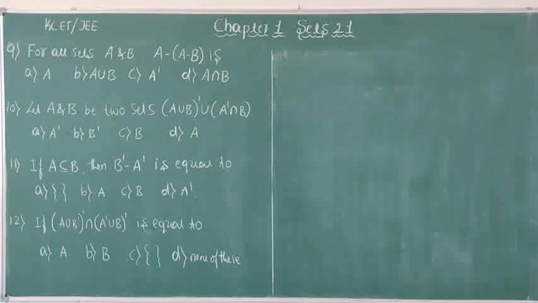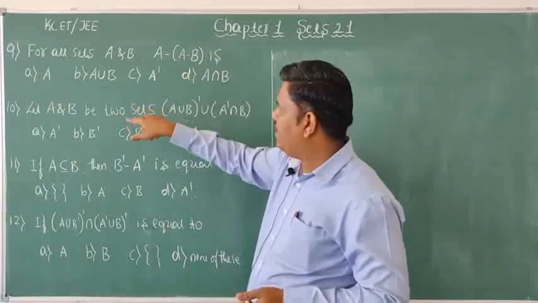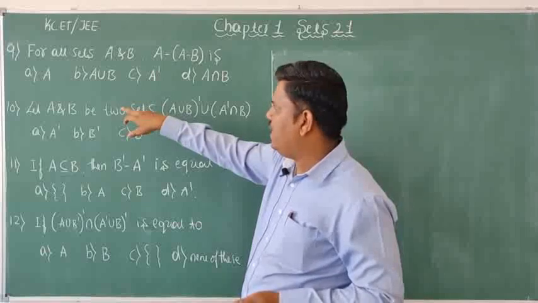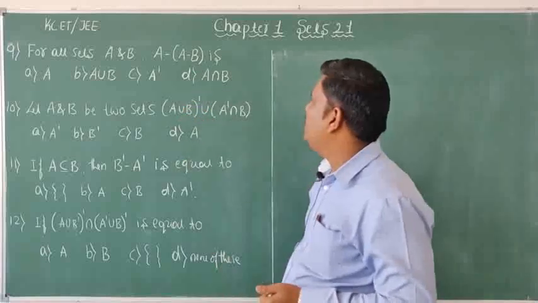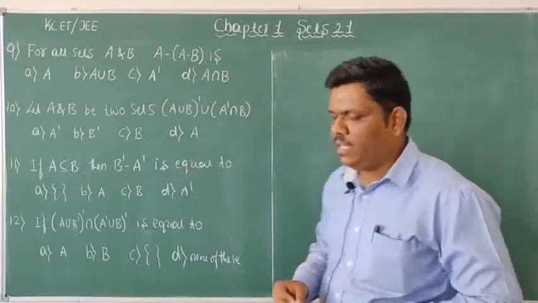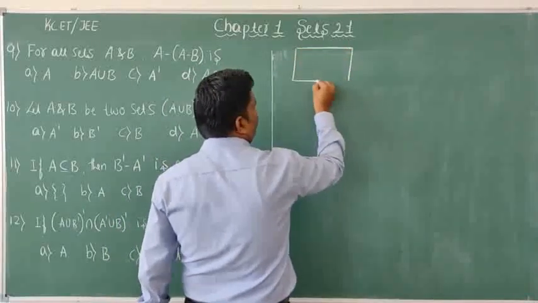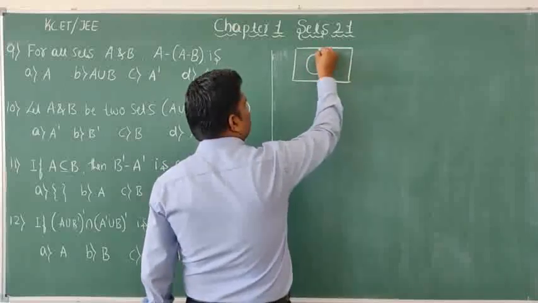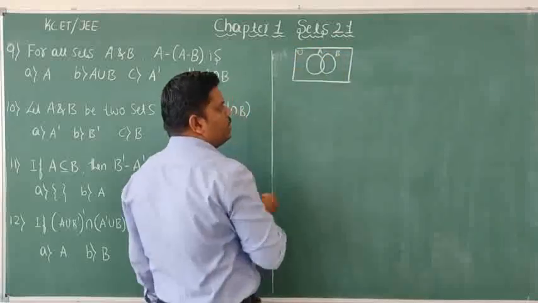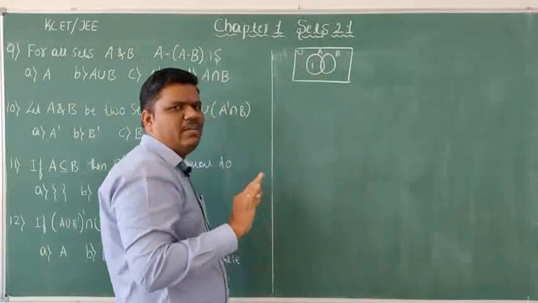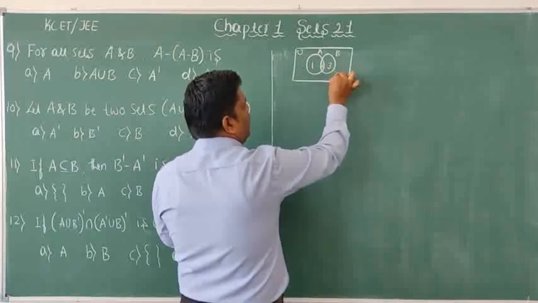So next question. For all sets A and B, A minus (A minus B) is: option A is set A, option B is A union B, option C is A complement, and option D is A intersection B. Now see here. First I draw a Venn diagram. This is set A, this is set B, and this is the universal set. 1 is not an element; it is just a portion of set A. It is 2, 3 and it is 4.